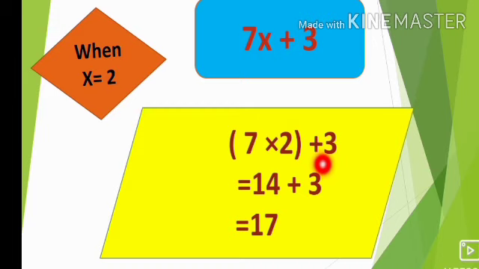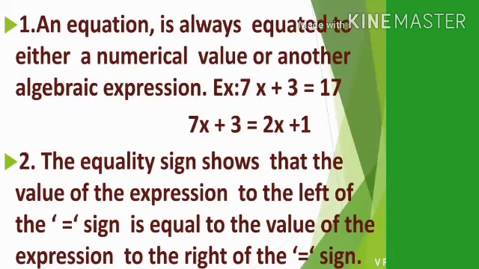Now, let us simplify the arithmetical expression by BIDMAS method. That is, first priority is given to the bracket, the operation within the bracket done first. Here let us multiply 7 into 2, which is 14. Now add 14 and 3. We get 17, which is the required value of the expression.